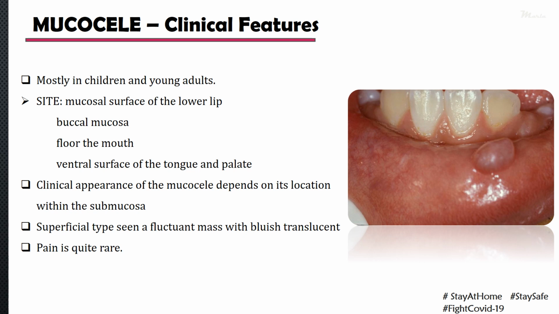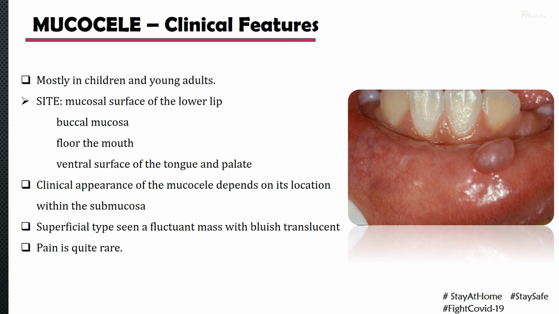So let us discuss the clinical features of mucocele. As mentioned already, nearly 90% of the mucoceles are of the extravasation type. We would be highlighting the clinical features related to the same. The mucocele of the extravasation type occurs more commonly in children and younger adults. Retention type is a common event occurring in the older population.